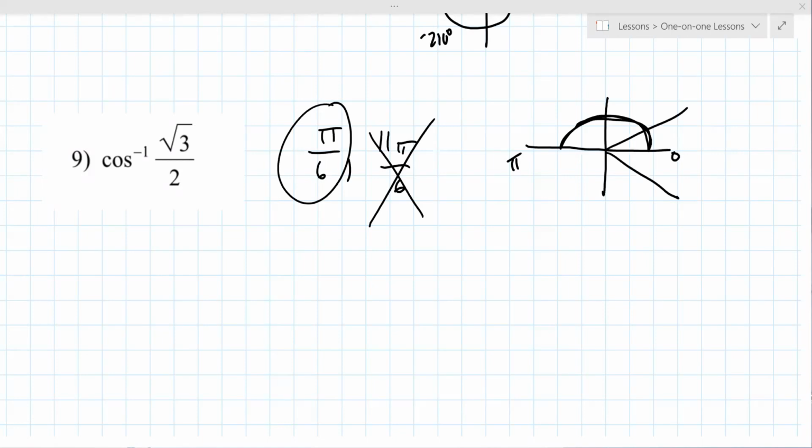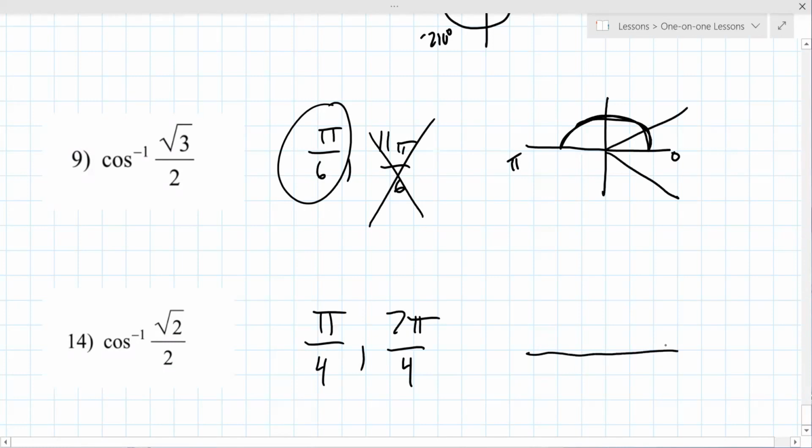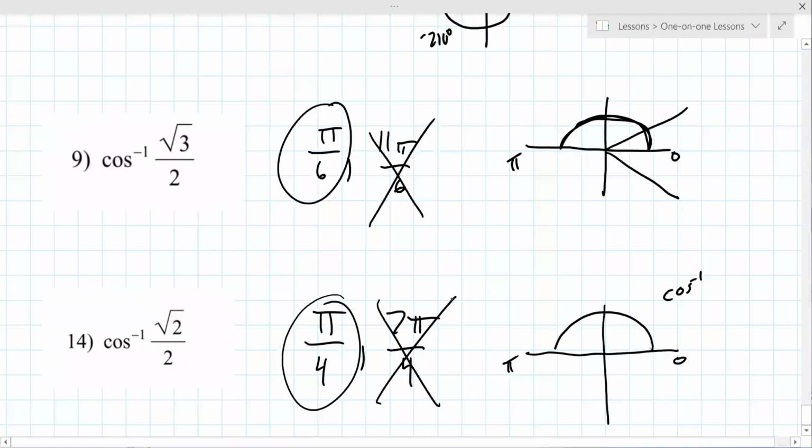The next one I want to do with you, because it makes the most sense, is 14 again. Some of these only have one value and then you're not choosing. So again, go to your unit circle. Where is the x value root 2 over 2? There's pi over 4, and then 3 pi over 4. It has to be positive. Make sure you confirm that. Cosine inverse is only good from 0 to pi. So which one is correct? First one. Okay, so that's how you do it.